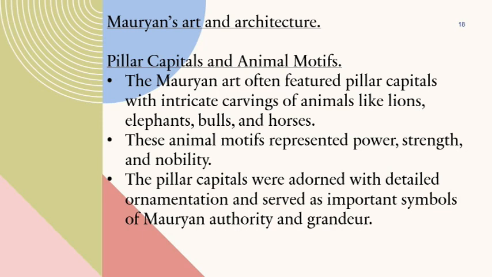Pillar capitals and animal motifs. The Mauryan art often featured pillar capitals with intricate carvings of animals like lions, elephants, bulls, and horses. These animal motifs represented power, strength, and nobility. The pillar capitals were adorned with detailed ornamentation and served as important symbols of Mauryan authority and grandeur.